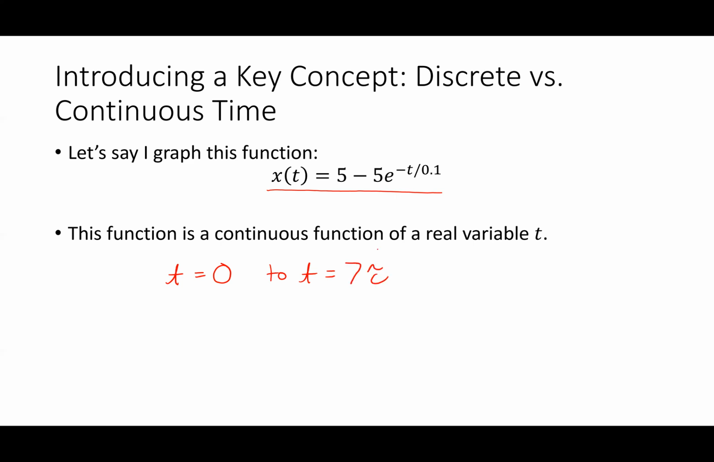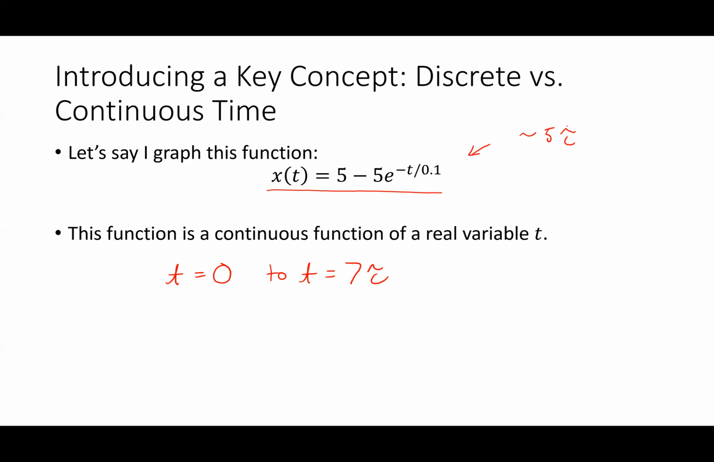Why did I say 7 times tau? Where did I come up with that? Just off the top of my head? Yeah, so you've probably heard that if I have an exponential like this, after about 5 tau the exponential is basically gone. So I went a little bit more than that. So 7 tau is what I chose.